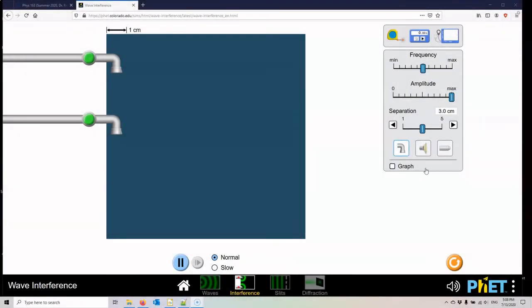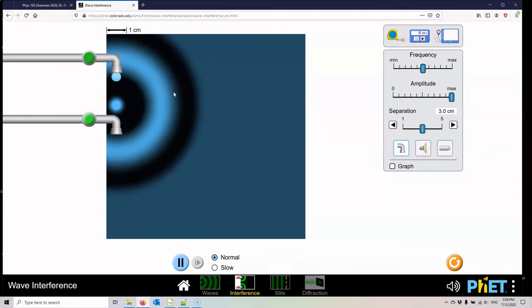Alright, so here's another one of the PhET simulations from the University of Colorado. In this one I imagine I've got a pool of water in this beautiful blue color. And I've got 2 pipes and they're going to drip water droplets. So I'm going to turn them on. Let me push the button here. So when it drips, you can see the waves spreading out.